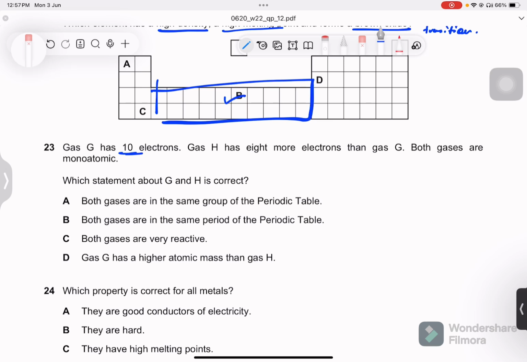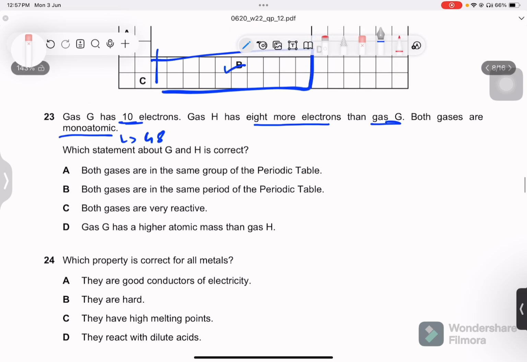Gas H has 8 more electrons than gas G. Okay, so both gases are monoatomic. So a gas being monoatomic should be from group 8. Which statement about G and H is correct? Both gases are in the same group of the periodic table. Correct. G is group 8, monoatomic.